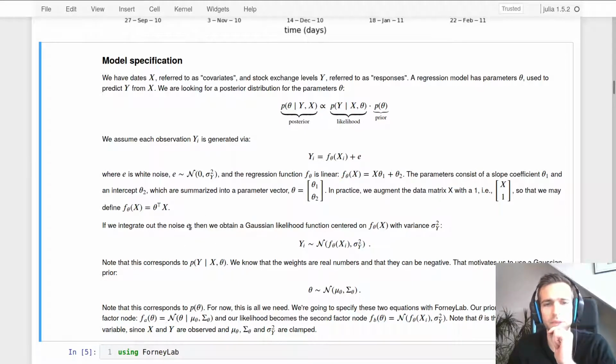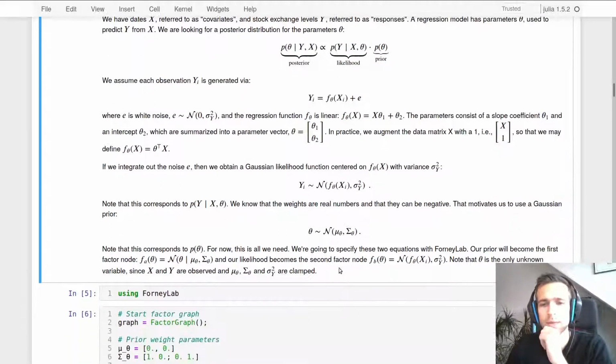So if you integrate out this noise e, then you obtain a Gaussian likelihood function for the ith response centered at the regression function applied to the ith covariate, with the noise variance as the likelihood variance. So that settles the likelihood part of this equation, and now we'll move on to the prior. We know that these regression parameters theta can be both negative and positive, and we know that they're real valued, so it makes sense to apply a Gaussian prior to that. So theta is distributed as a Gaussian with mu_theta and sigma_theta.